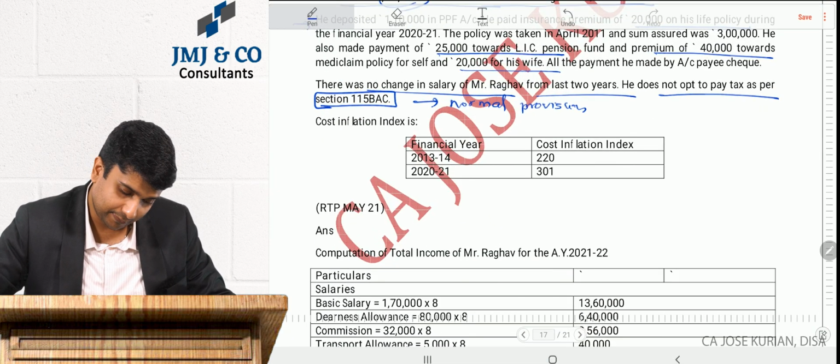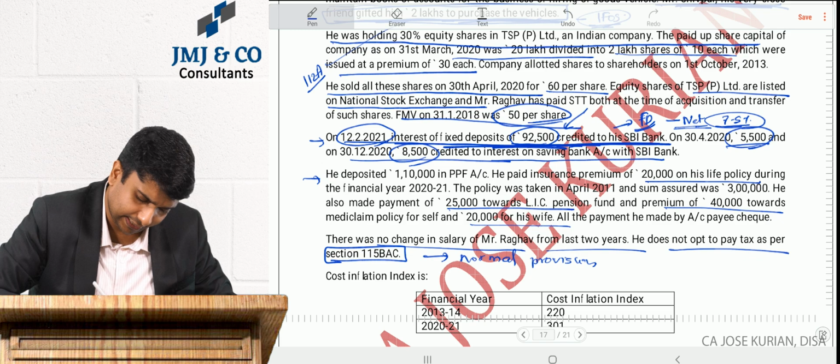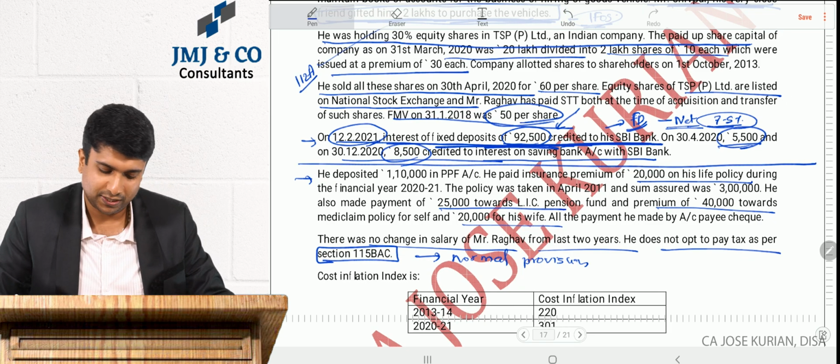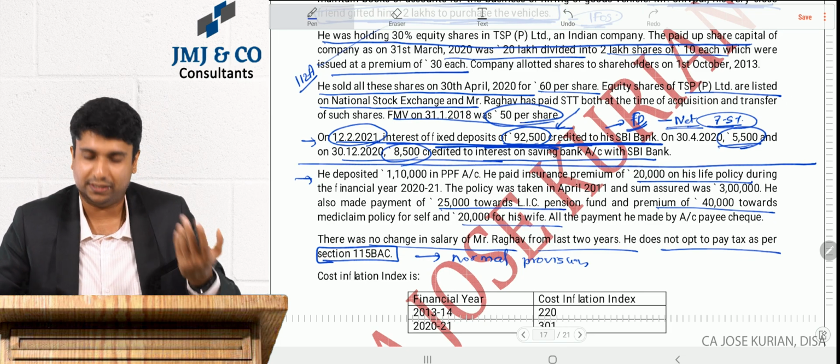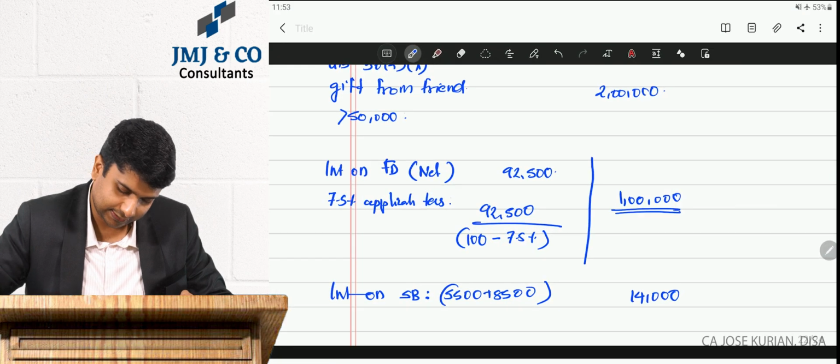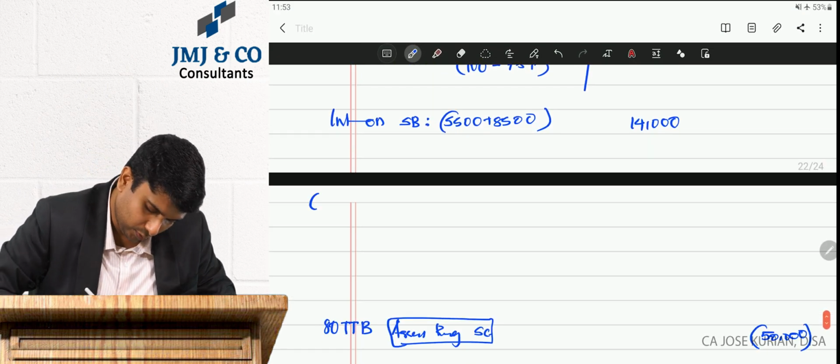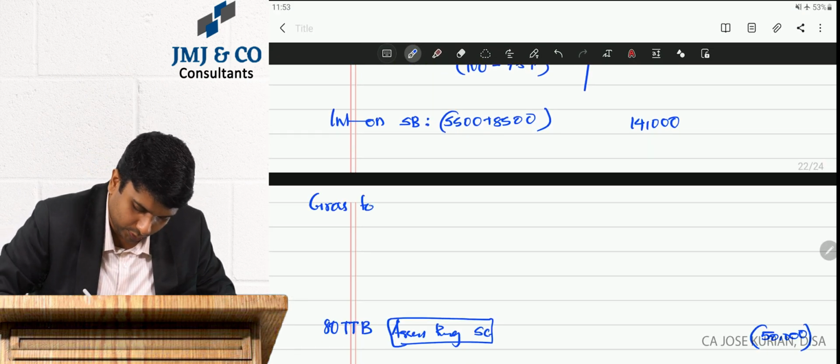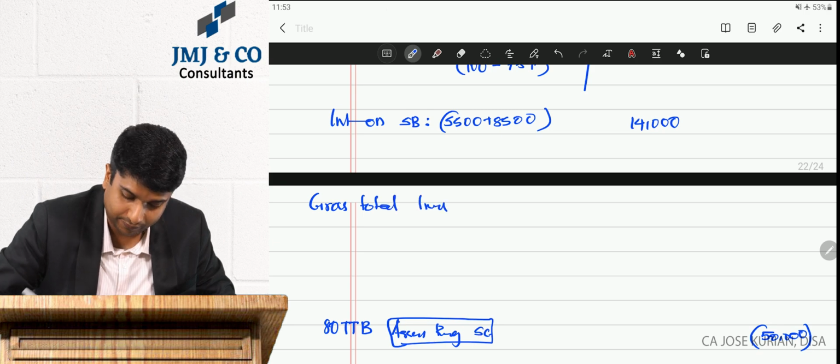Now, is there anything remaining in the question? There is nothing in relation to incomes. All the income adjustments are over. Now it is in relation to investments. So let's do one thing. Let's compute the gross total income now. Gross total income would be.